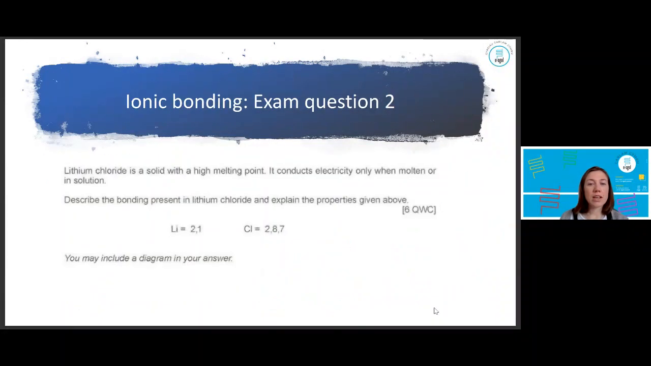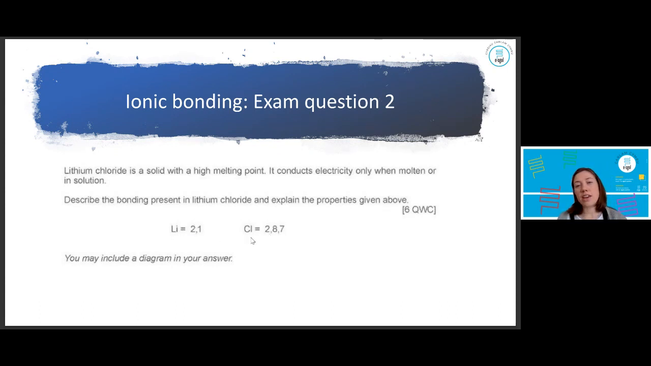Well done. Now here's another exam question. Now this is a 6-mark question, okay, the one that I came across. So lithium chloride is a solid with a high melting point. It conducts electricity only when molten or in solution. Describe the bonding present in lithium chloride and explain the properties given above. So they've kindly given you the electronic configuration for lithium and chlorine.